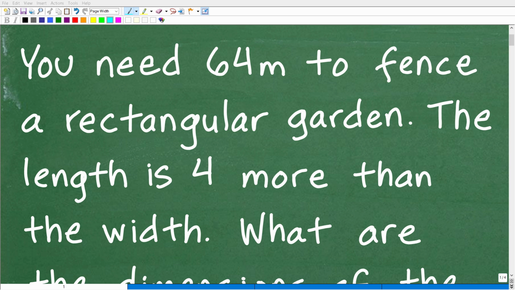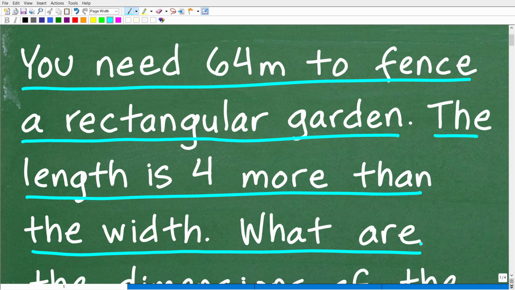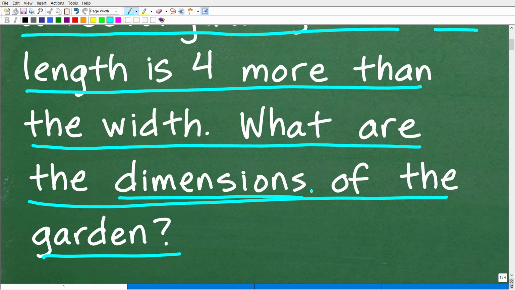Okay, so get ready to put your math skills to work to solve this interesting little math word problem. Matter of fact, let me go ahead and read the problem. It is the following. You need 64 meters to fence a rectangular garden. The length is 4 more than the width. What are the dimensions of the garden? Okay, so that is the question, and what we mean by dimensions is the length and width. So that is the question.